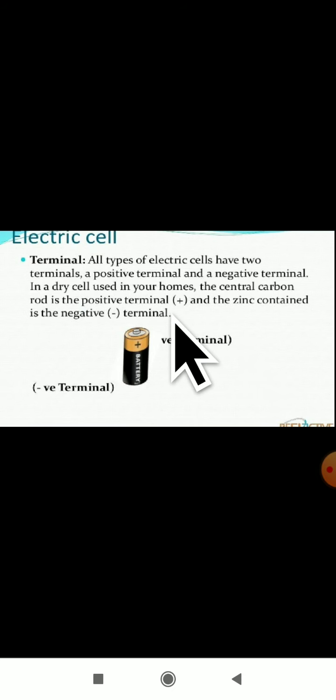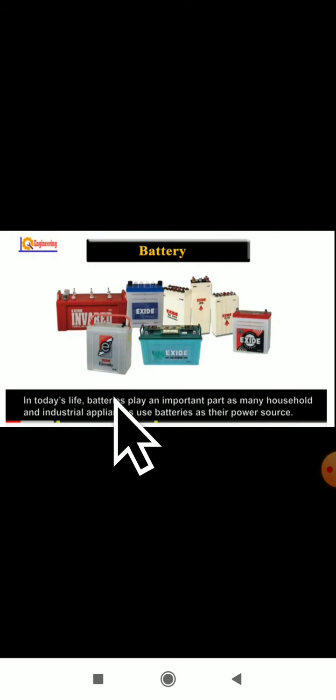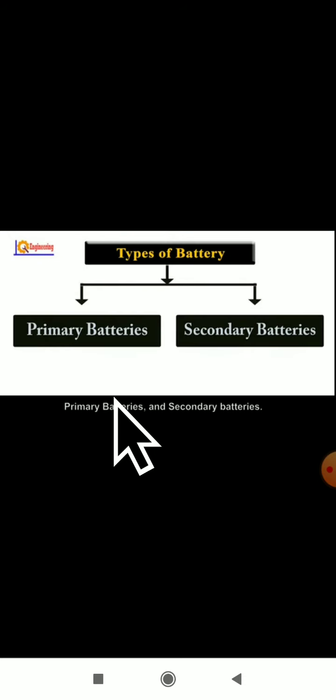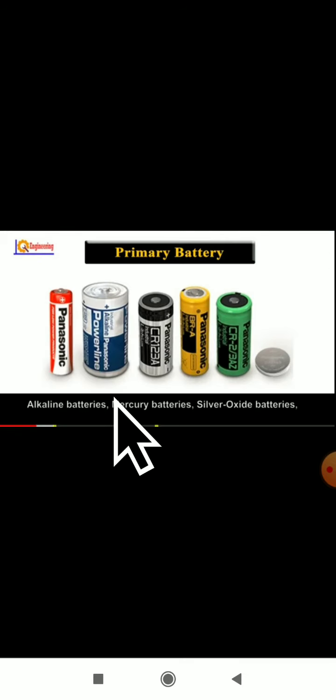A cell has how many terminals? A cell has two terminals. One is a positive terminal and one is a negative terminal. Then we have studied about a battery. There are two types of batteries: primary batteries and secondary batteries.